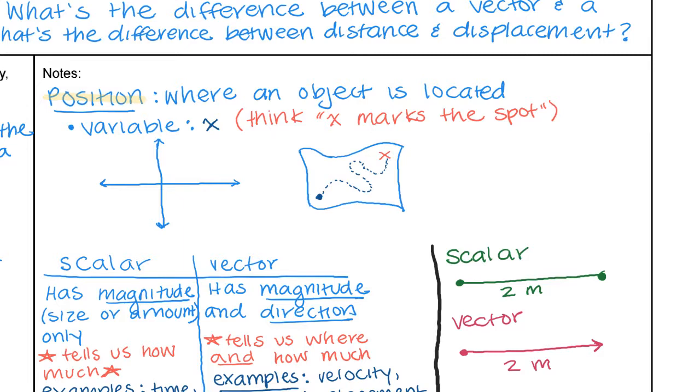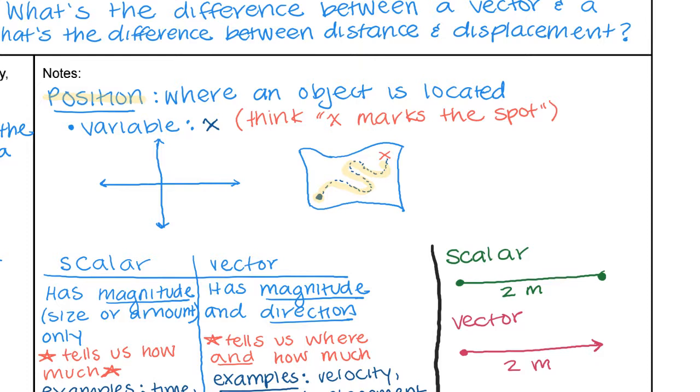We use the variable x to represent position. I always like to think x marks the spot, right? When you look at a map, you are trying to find the treasure. And so your starting point here, and I'm going to do that in a different color, we've got our starting point, and then we are following the trail to the treasure.